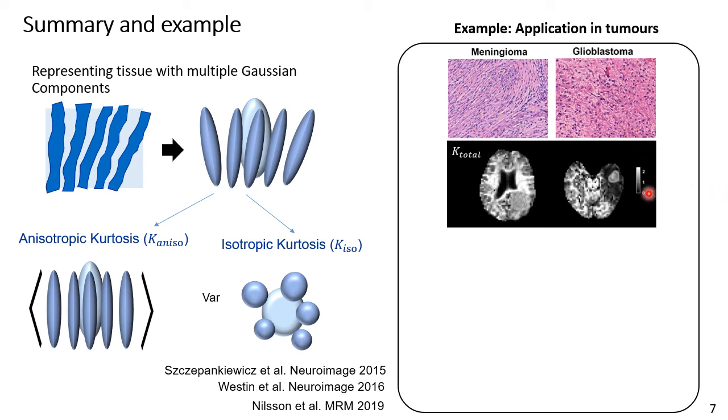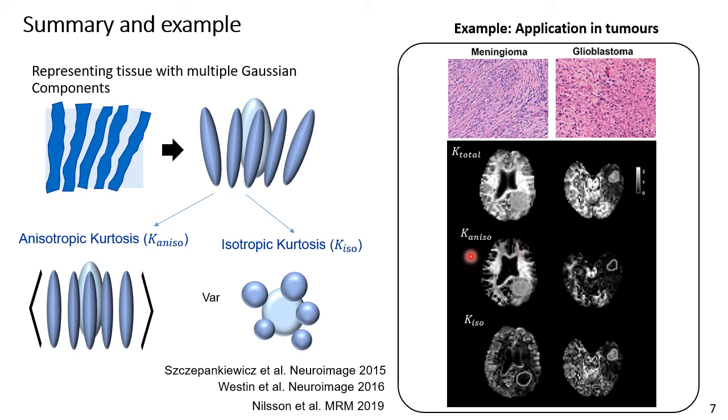If we look at the total kurtosis, we will see that the contrasts are similar, so we cannot distinguish these two types of tumors. However, if you decouple kurtosis into different sources, you can see from the K-aniso that the meningioma shows high anisotropic sources, which is in line with the high anisotropy of the cells of the meningiomas, while in the glioblastomas, the K-aniso will be close to 0. Looking at K-iso, since the cells have uniform sizes, the K-iso will show low contrast on the meningioma and high contrast on the glioblastoma, which has higher variance in sizes.